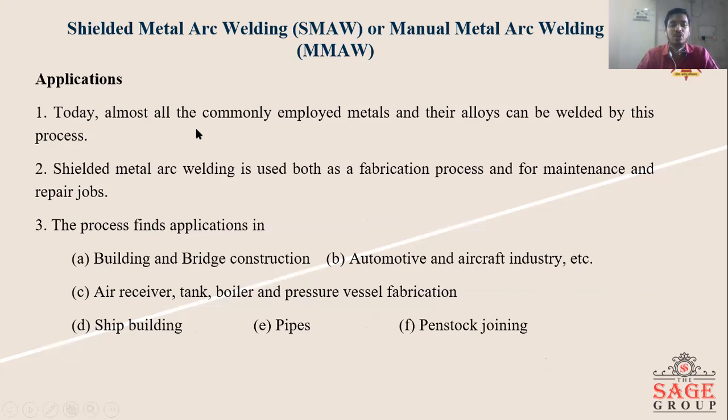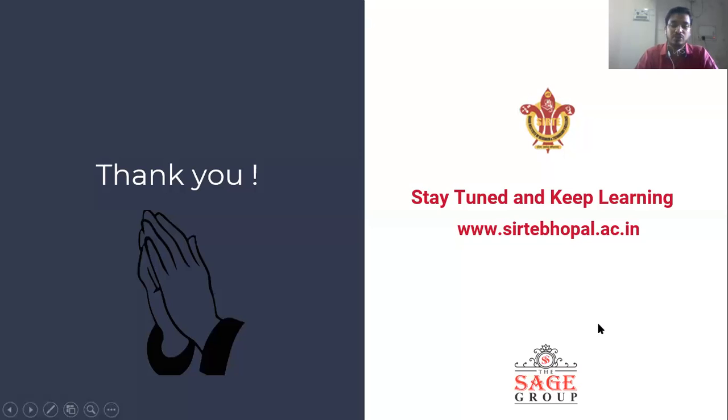Applications: almost all the commonly employed metals and their alloys can be welded by this process. Shielded metal arc welding is used both as a fabrication process and for maintenance and repair jobs. This process finds application in building and bridge construction, automotive and aircraft industries, air receiver, tank, boiler and pressure vessel fabrication, shipbuilding, pipe welding, and penstock joining. Right. So these are the applications of SMAW. So this is all about the arc welding and SMAW welding process.